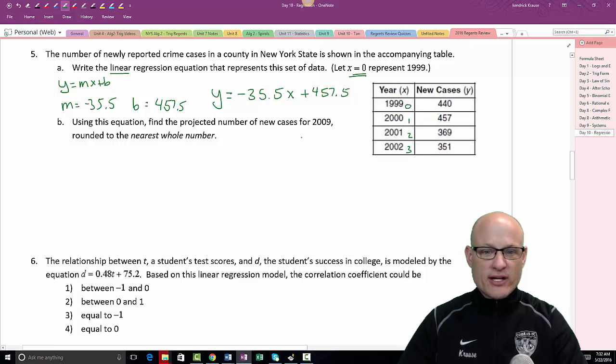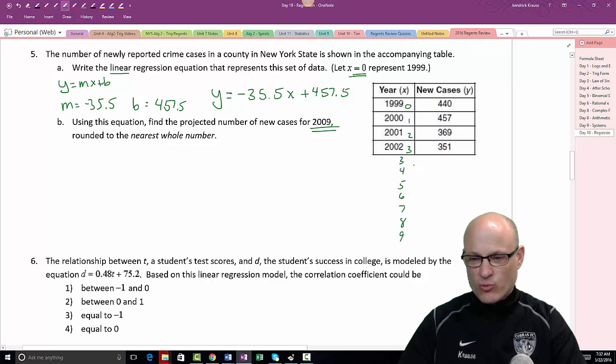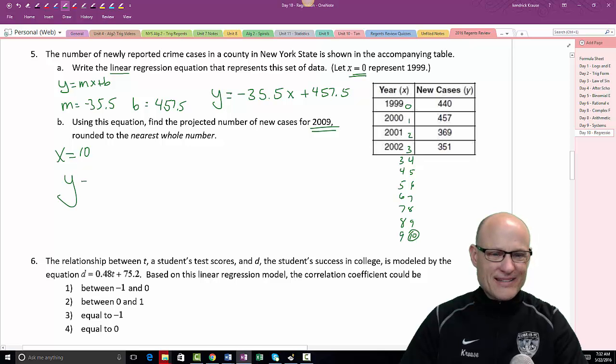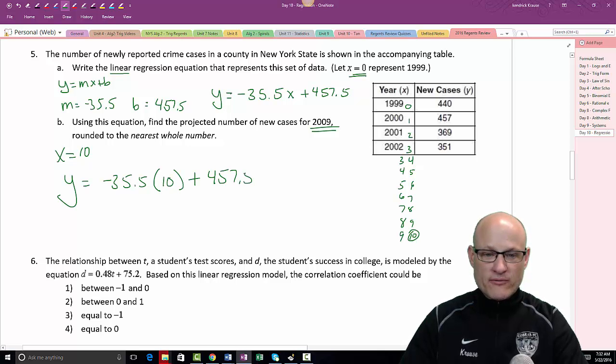It said project the number of cases for 2009. 3, 4, 5, 6, 7, 8, 9. Now you could just realize it's one more than what's already there. 4, 5, 6, 7, 8, 9, and this would be 10. So we're going to plug in x equals 10. So y is equal to negative 35.5 times 10 plus 457.5. And then I'm going to talk to you about negative or positive correlation.